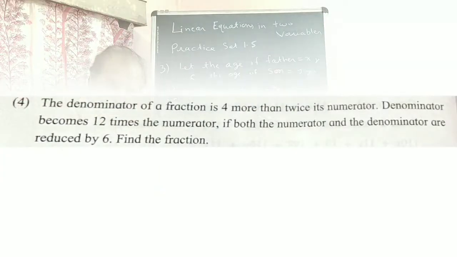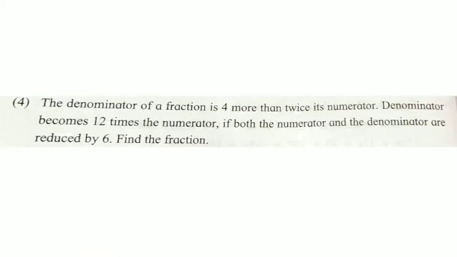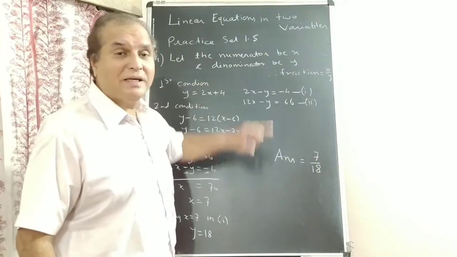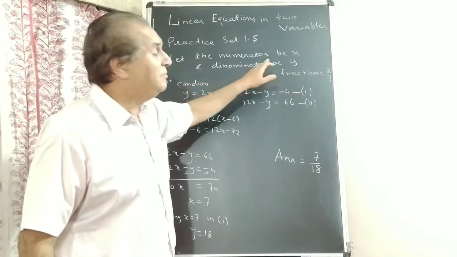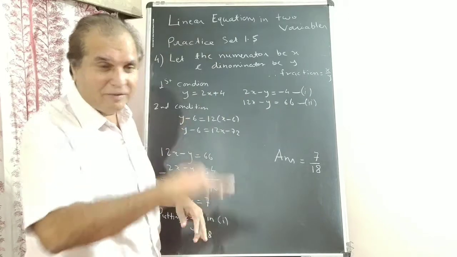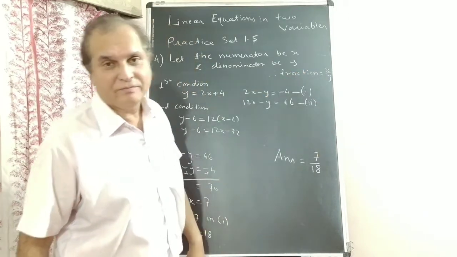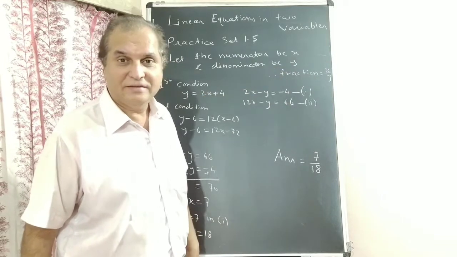Okay. The denominator of a fraction is 4 more than twice the numerator. Denominator becomes 12 times the numerator if both the numerator and denominator are reduced by 6. Find the fraction. Let the numerator be x and denominator be y. So fraction is numerator upon denominator, x upon y. We have to find this fraction.